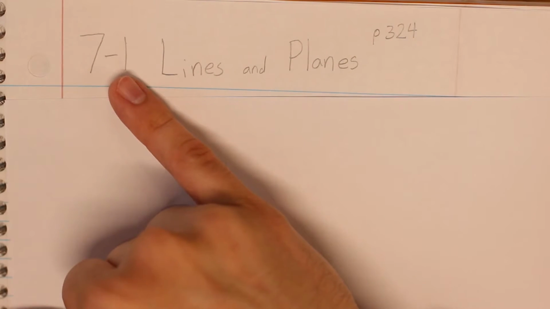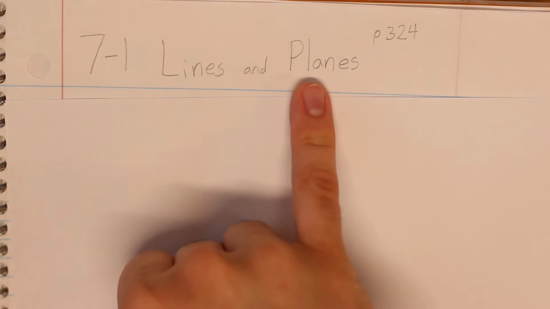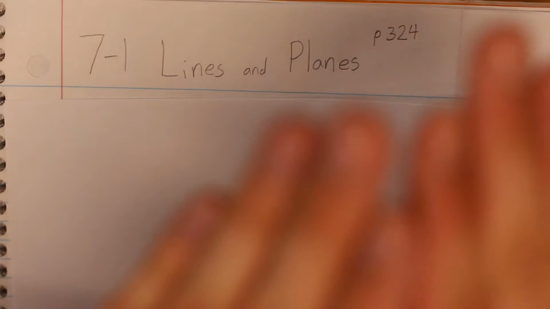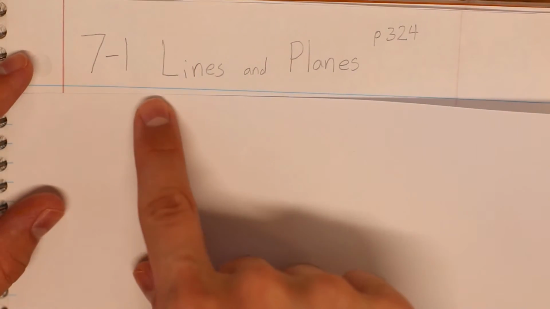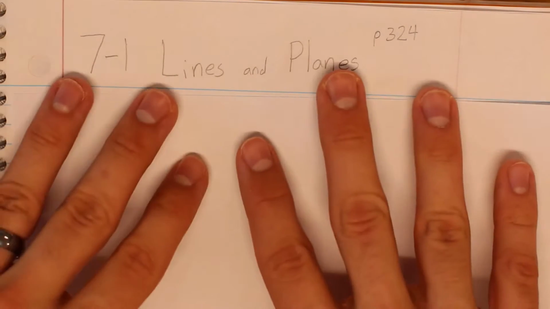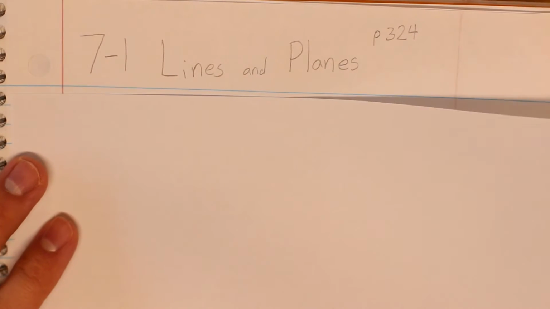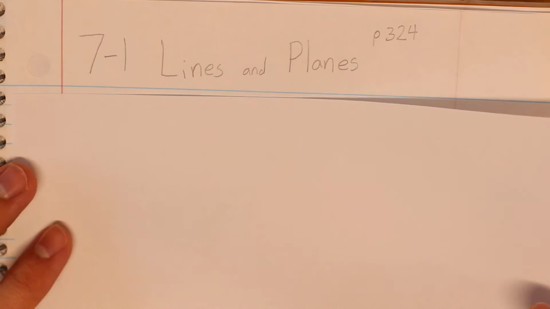So please pay attention. Our first section is section 1, lines and planes. And this plane is not airplanes, but planes like a piece of paper creates a plane. So you have lines, which is like this blue line here. A plane is like a piece of paper, okay? So let's begin.